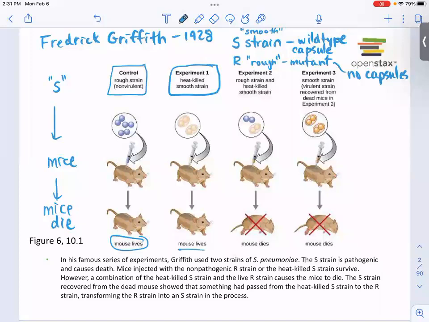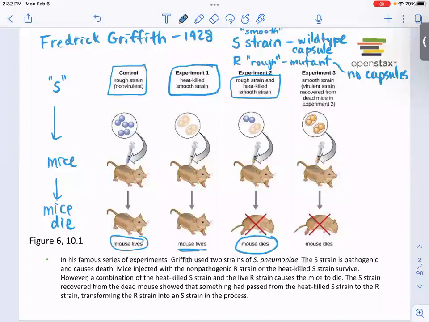And the mouse lived like you expect it to, because the bacteria were dead. But then he took some rough strain mice and the dead heat-killed smooth strain. And here is the really interesting thing, the mice died. So separately, the killed smooth strain and the rough strain, neither one of them harmed the mouse, but when you mix those together, that causes the mouse to die.